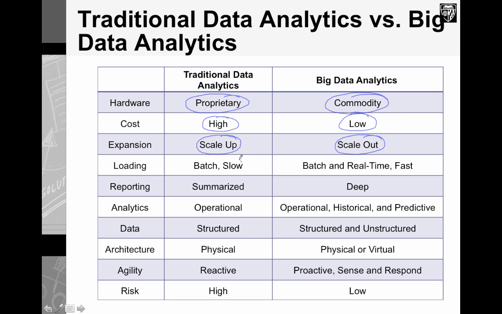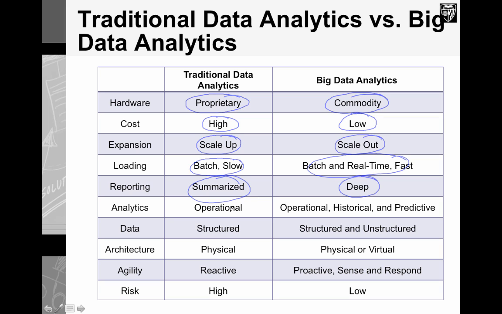In traditional analytics, you typically do batch processing, which is very slow, whereas in big data analytics, you can do batch or real-time processing, and you want it to be fast processing. In traditional data analytics, you do summarized data and summarized reporting, whereas in big data analytics, you want to get into deep data analysis because you have all the data. You can store all the data in your distributed storage, and then you can process them using distributed technologies.